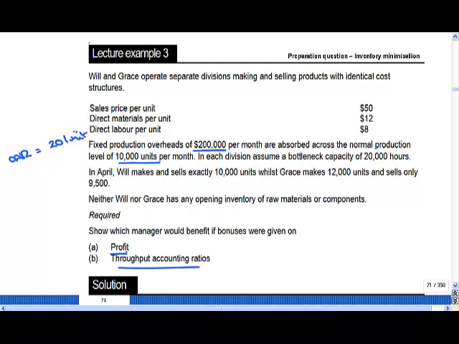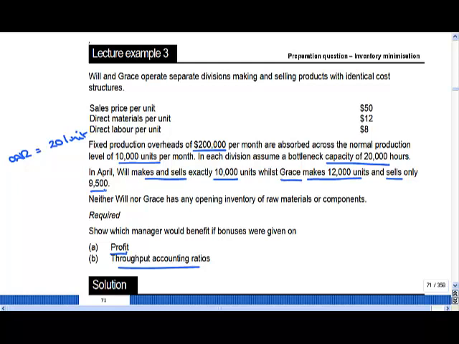Each division, we've got a capacity of 20,000 hours. Will makes and sells 10,000 units. Grace makes 12,000 but sells only 9,500. We've got no opening inventory at all.